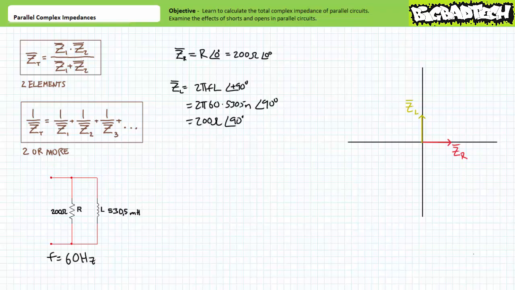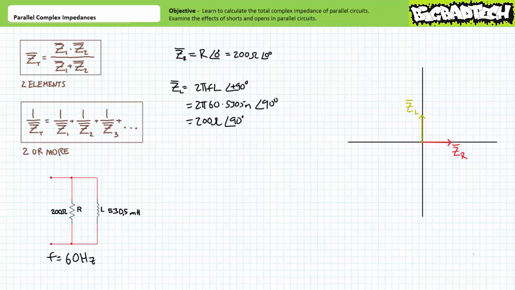Before we perform the total impedance calculation for this parallel relationship, let's take a look at these individual components. Both our elements have a magnitude of 200 ohms. Does this mean the 200 ohm resistor is functionally equivalent to the 530.5 millihenry inductor at 60 Hz?